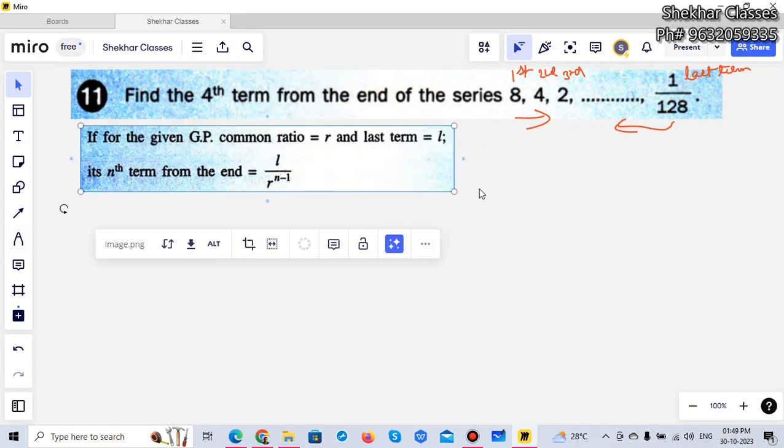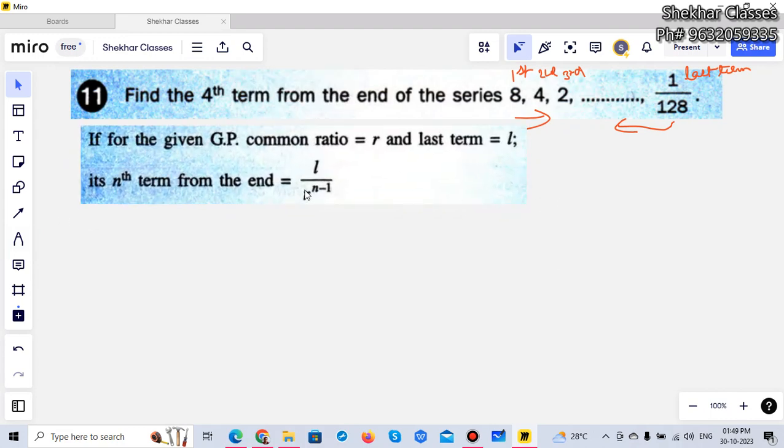See, what they have given you is this one. Common ratio that we take as r, and the last term is L. The nth term from the end is L upon r to the power n minus 1. So that is what we have to use. So let's solve it here. We know that common ratio is supposed to be found out here, and last term.